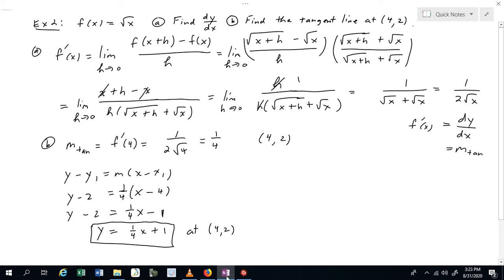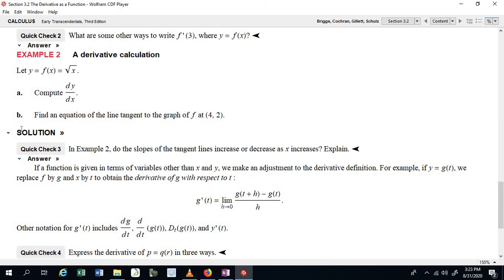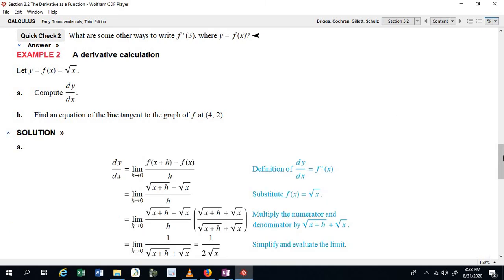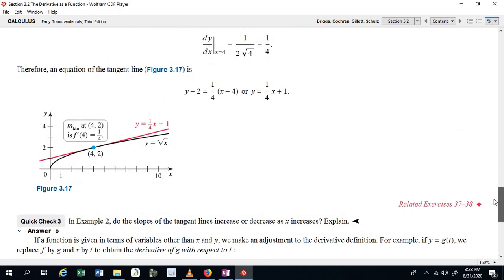So let's look at one more. By the way, the graph of this function, square root of x, looks like this. And then we're trying to find the equation of the tangent line at (4, 2), which is at this point here. And so that's what the tangent line looks like. And you can see the equation kind of matches that.